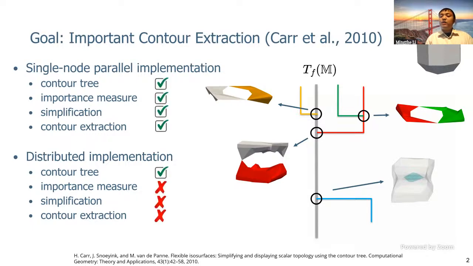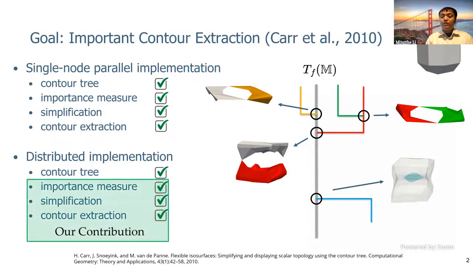There was previous work implementing single-node parallel solutions to this visualization task. Besides, Carr et al. recently introduced a distributed algorithm to compute the contour tree. However, there is still a gap to apply the distributed contour tree for visualization. And our contribution is to bridge the gap by providing distributed algorithms to compute the geometry-based importance measure, simplify the contour tree, and extract contours.